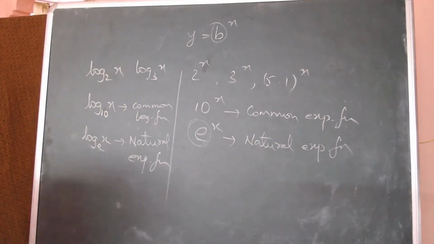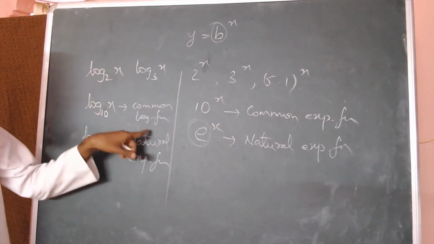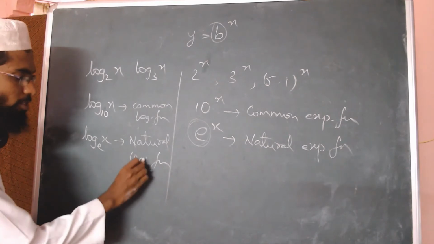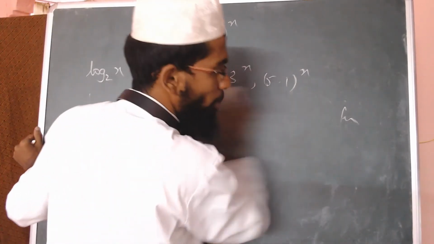These 2 things you have to remember: common exponential function, natural exponential function, common logarithmic function, and natural logarithmic function. Right? Now we will get into the sums of exercise 5.5.